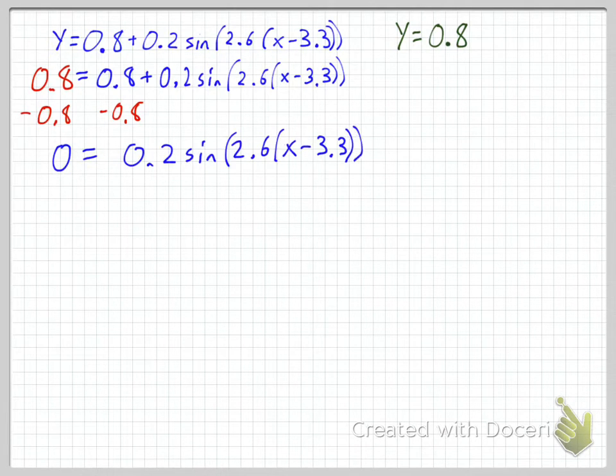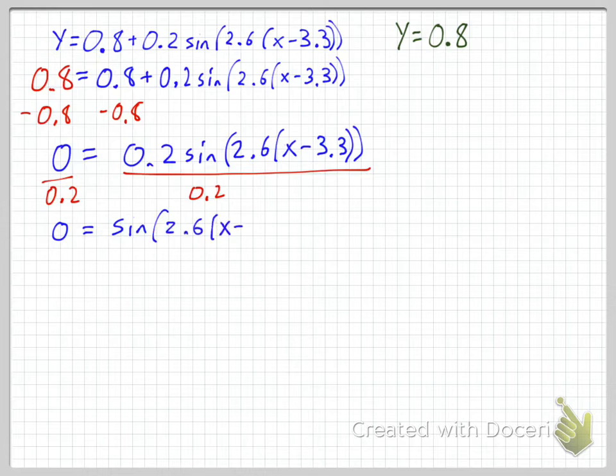And you see the 0.2 is out in front of the sine. I need to divide that. So let's divide both sides by 0.2. And fortunately we get 0 equals sine of 2.6 times x minus 3.3.